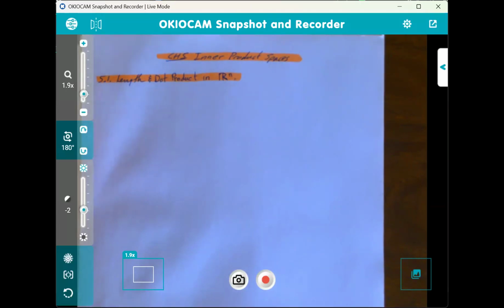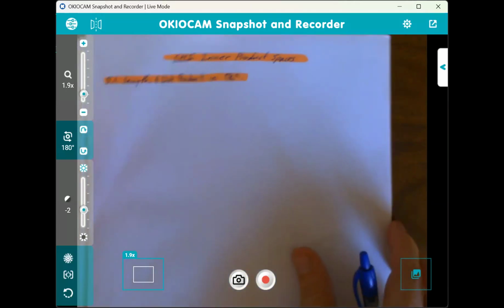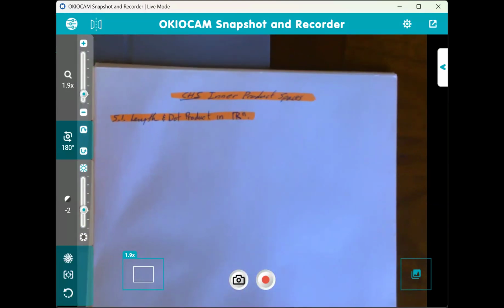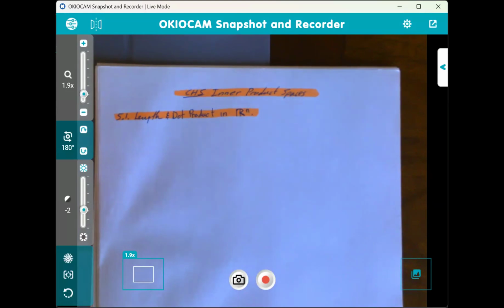So let's begin by defining in section 5.1. Again, remember section 5.1, a lot of this section is the review of either pre-calc or, if you had Calc 3, it's the early part of Calc 3 stuff. So let's begin by talking about the length and dot product in Rn.